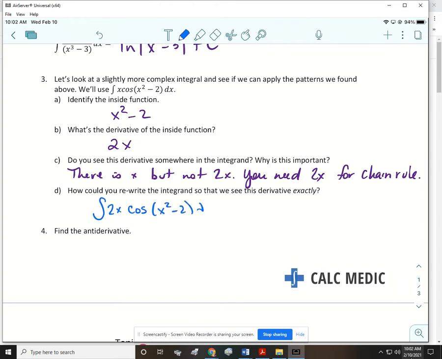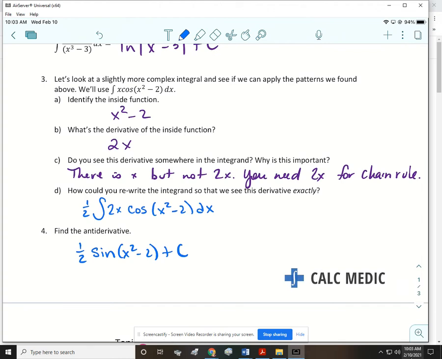But we can't just do that because it changes the value. So what you have to do to counteract it is multiply by a 1/2 on the outside, because that's like multiplying by 1. So the 1/2 times the 2 is 1. Doesn't change the value. It just changes it in a way that we can now find the antiderivative. So that 1/2 is on the outside, and then it's going to be the sine of x squared minus 2 plus c.